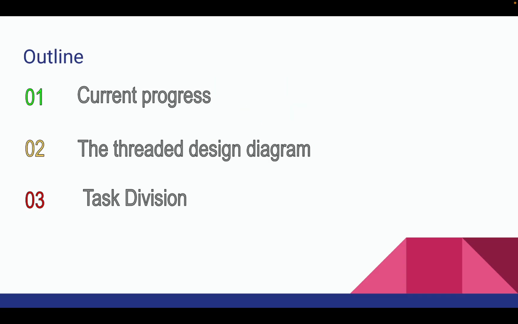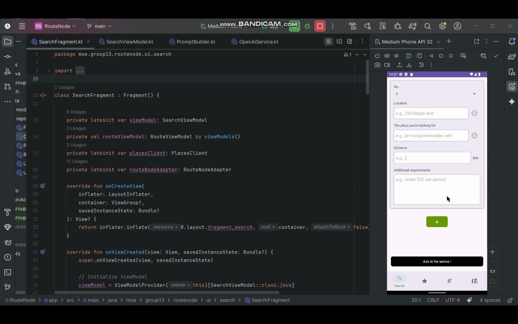In this video, we will show you a large part of the component app, the thread design diagram, and our task division. So my name is Kunlong, and I'm responsible for integrating the OpenAI API in our app. On the search screen, users can create their own personalized routes and ask the AI for place recommendations.